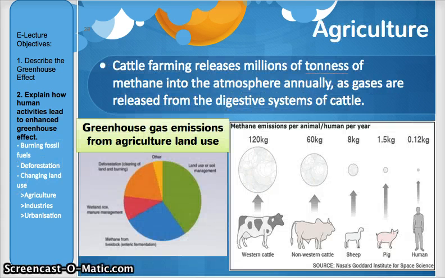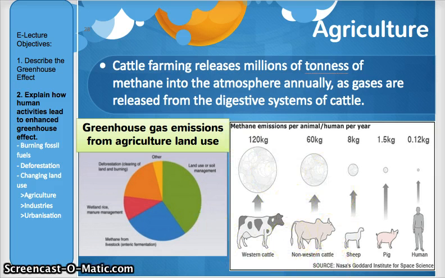So cattle farming is one example that causes great damage. Cattle farming actually releases millions of tons of methane into the atmosphere annually, as these gases are released from the digestive systems of the cattle. Now, cows fart a lot. They smell bad not just because of their feces, but also because of all the farts they release. So look at this. Per animal per year, they actually release 120 kilograms. And the Westerners, they love their beef. So it gets even worse.